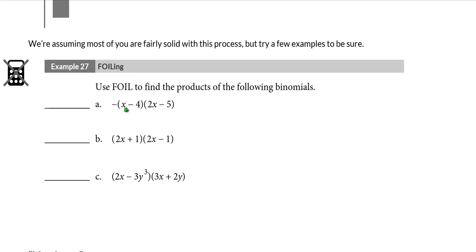So in 27a, what am I going to do here? I'm going to ignore the negative for now. I'm going to do x times 2x. So here's what I'm going to do. I'll put the negative, so I guess I'm not ignoring the negative. I just want to keep track of it so I don't lose track of it. So negative x times 2x is 2x squared. X times negative 5 is minus 5x. Inner terms, negative 4 times 2x is negative 8x. And of course, last terms, negative 4 times negative 5 is positive 20.